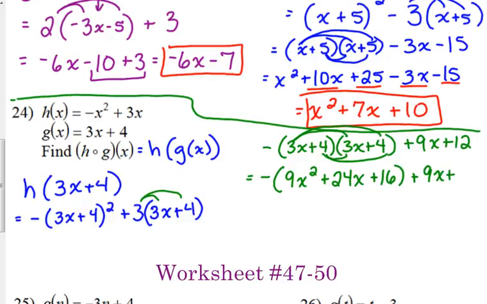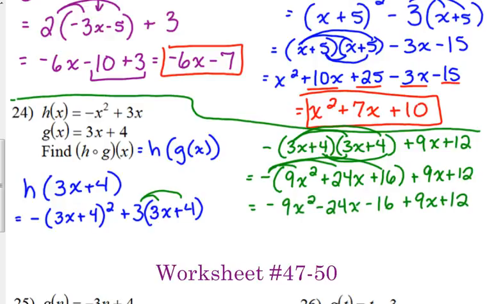Plus 9x plus 12. Almost there. Distribute that negative. So we've got negative 9x squared minus 24x minus 16. Doesn't change that 9x plus 12 on the end. Finally, we can combine like terms. Negative 9x squared. Negative 24 plus 9 is negative 15x. Negative 16 plus 12 is negative 4.